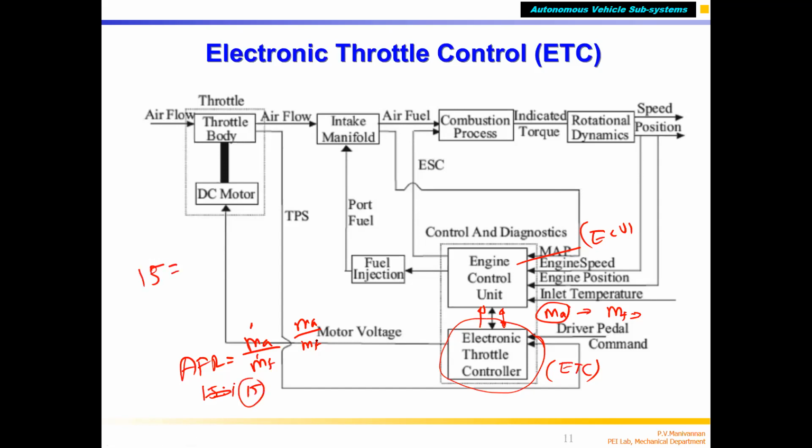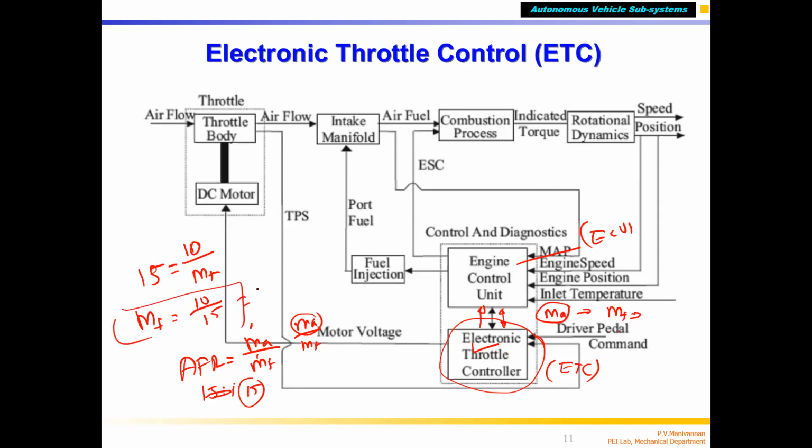And the amount of air venting, or mass of the air, is calculated by the throttle controller based on driver demand and all those things. That is substituted in the top, say for example 10 grams. Now the ECU generates the mass of the fuel. So mass of the fuel is nothing but 10 divided by 15.